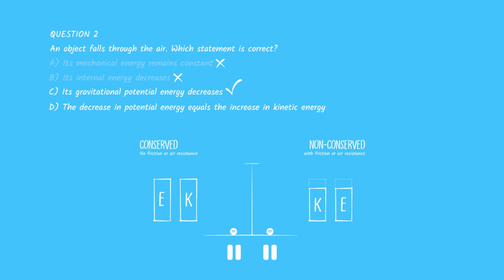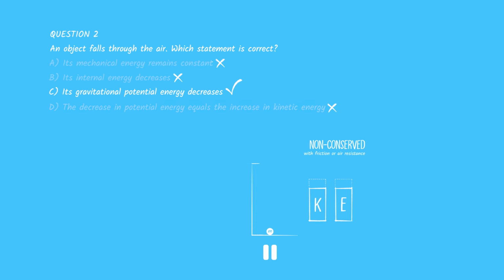D is only true if energy is conserved, which is not the case here since the object is falling through the air and some mechanical energy is transformed into other forms like heat. That means the decrease in potential energy is greater than the increase in kinetic energy, not equal to it.